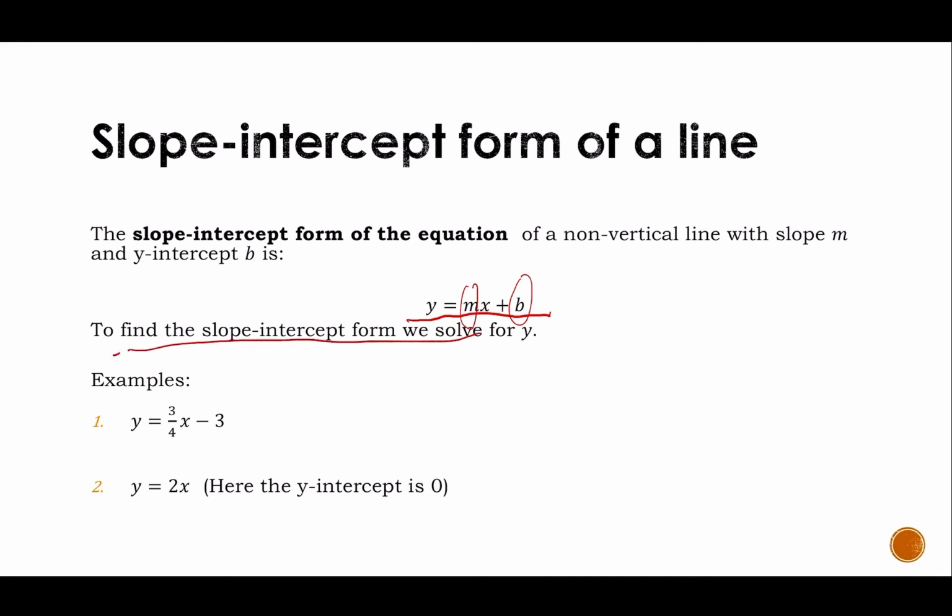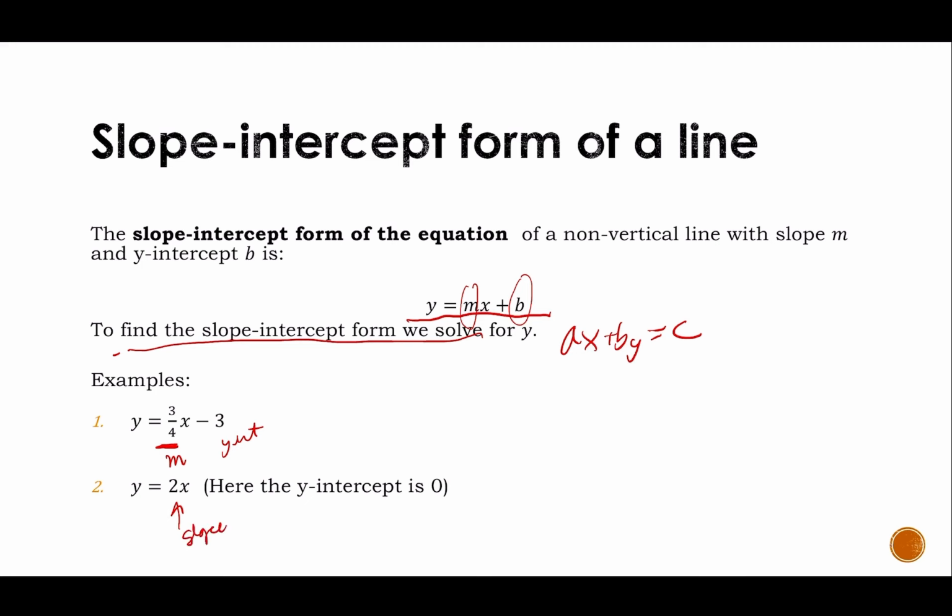And to find the slope-intercept form, if I'm given something in standard form, we would need to solve for y. So some examples are y equals 3/4 x minus 3, where 3/4 is my slope and -3 is my y-intercept. Here I've got y equals 2x. This is where the y-intercept is 0, but my slope is a positive 2.